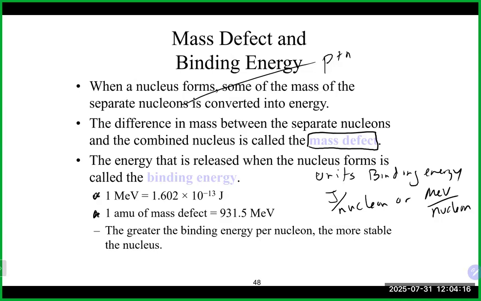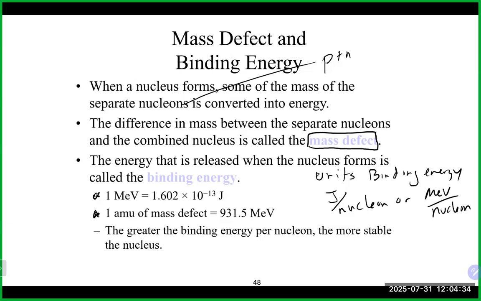These are very common units associated with binding energy. Now, we talked about stability as well. Binding energy per nucleon is another measure of stability. So the greater the binding energy per nucleon that you have, the more stable the nucleus is.